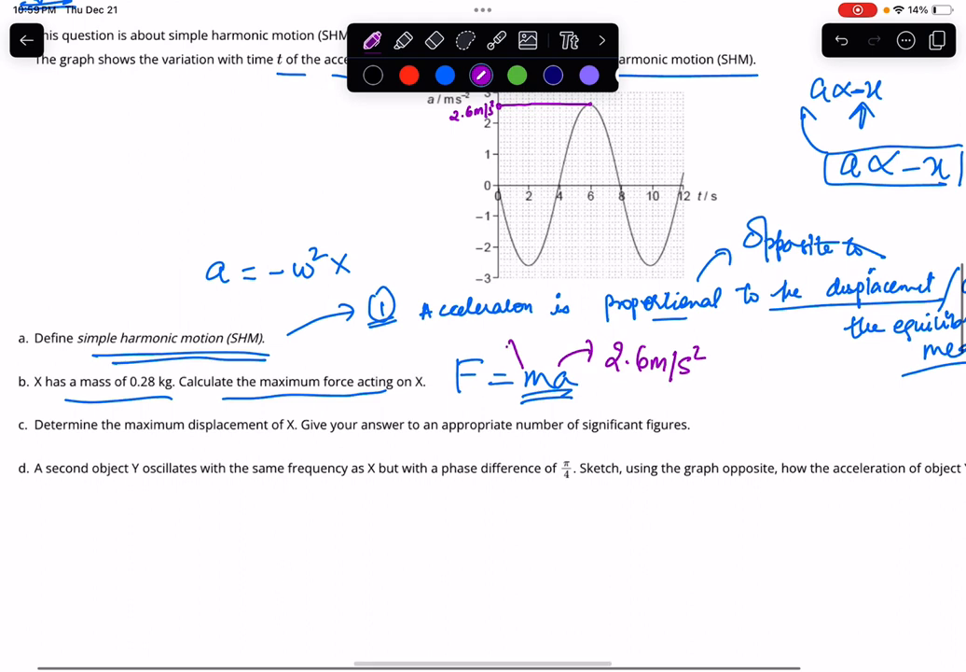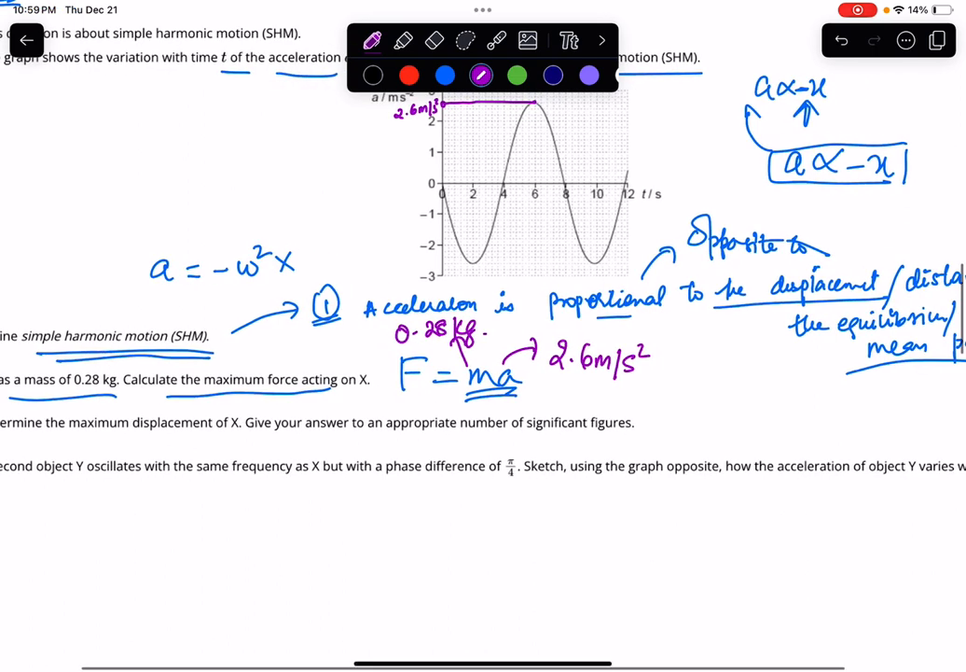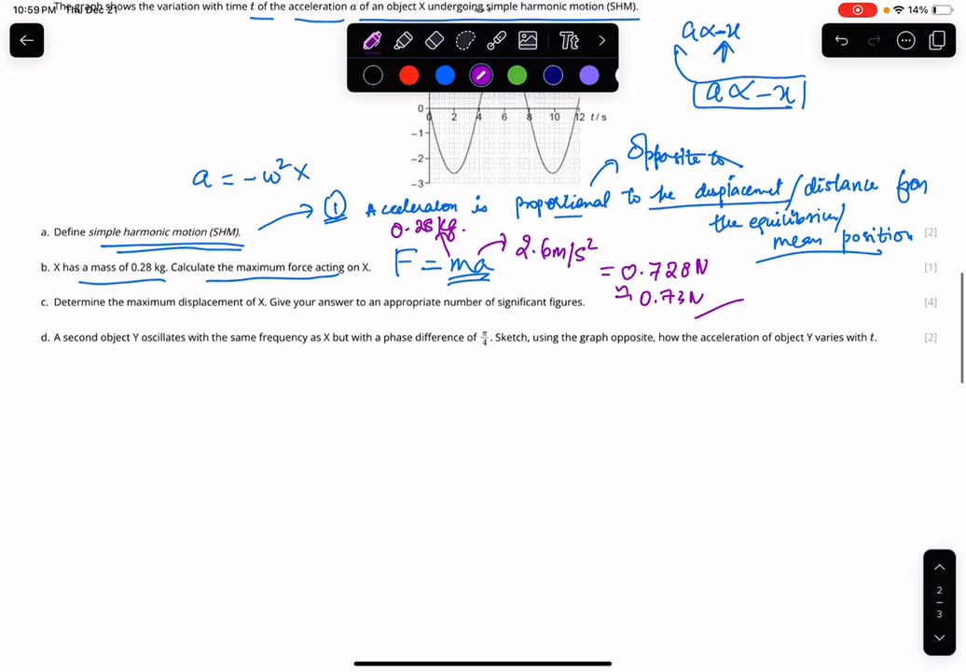And the mass they give us is 0.28 kilograms. So now we just do a simple multiplication. Okay. So if we do a simple multiplication, then the answer, in this case, 0.28 times 2.6 comes out to be 0.728 newtons, which is about 0.73 newtons, and that's the correct answer. Okay.